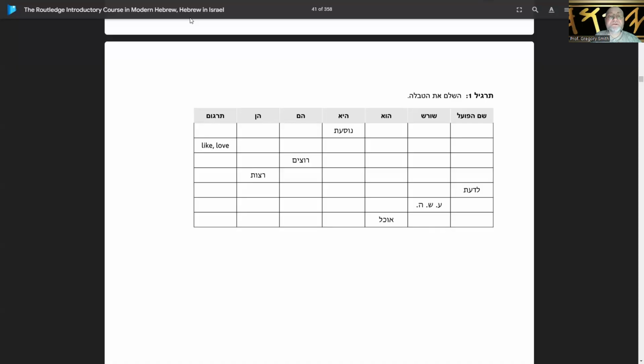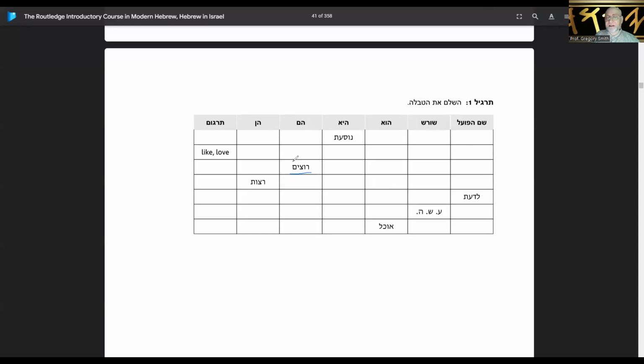Okay, so let's take a look at this one here. They're just giving us one clue. Rotzim. So I think this might have something to do with rots, because it's got a resh and a zadi in there. But let's double check. Rotzim. No, I was wrong. It has to do with want.